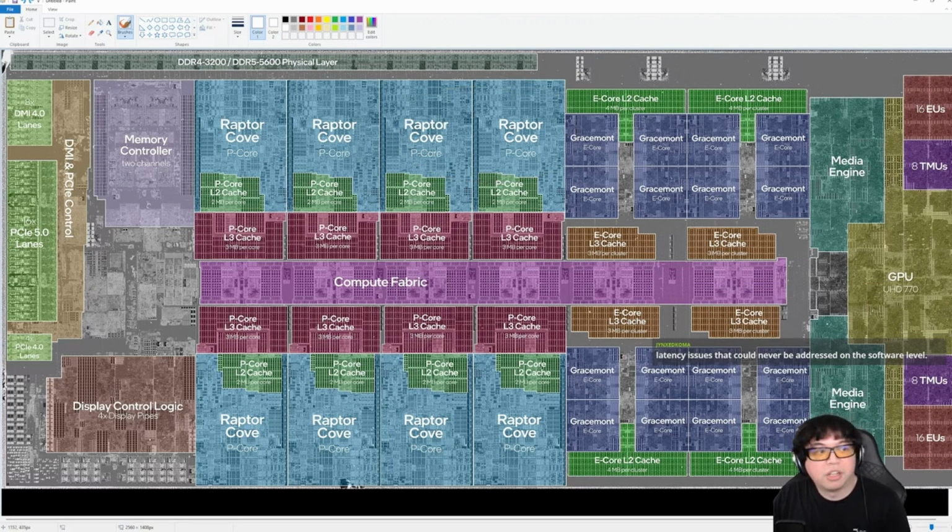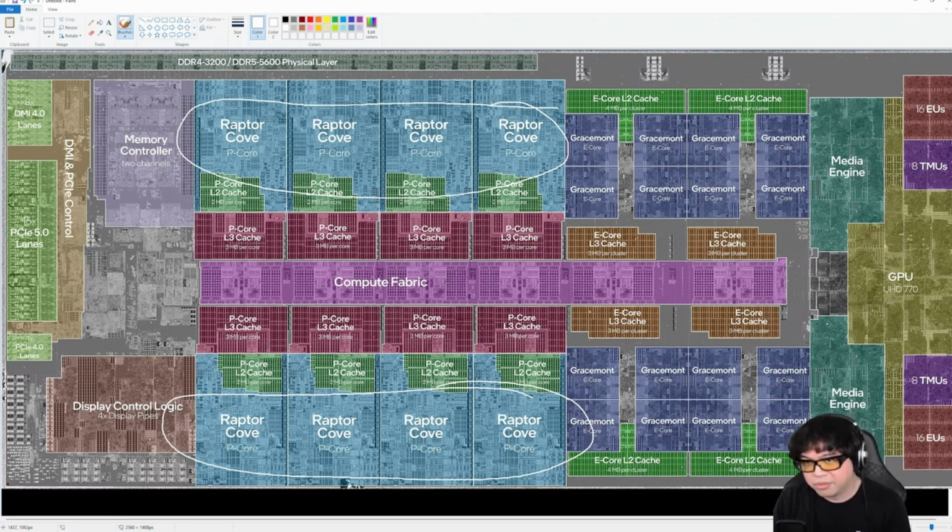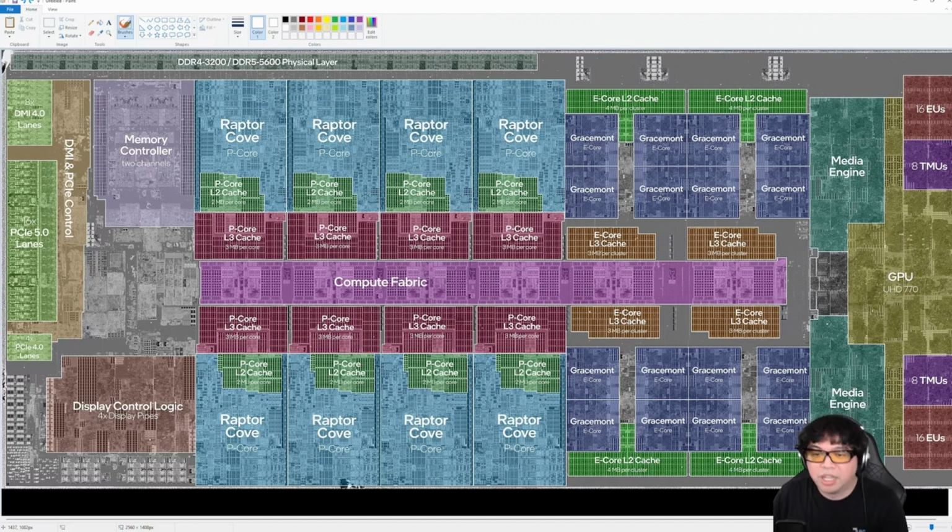So I can overclock these and I don't have to worry about anything breaking down, because that's not the source of the problem. That's not where the problem lies. Now, ultimately, what they're going to have to do to fix the problem, because it is a hardware problem, there is a serious hardware problem with the design.